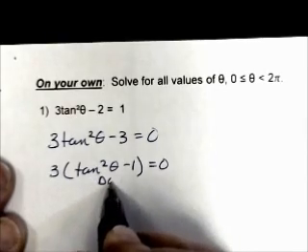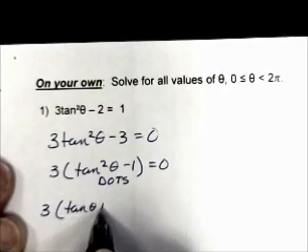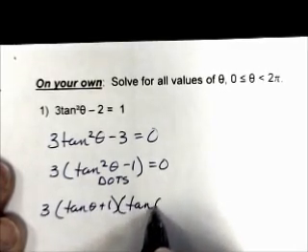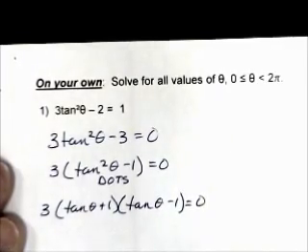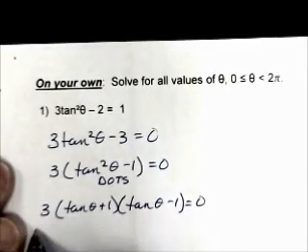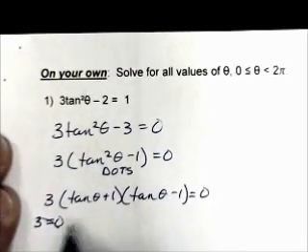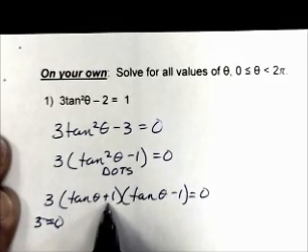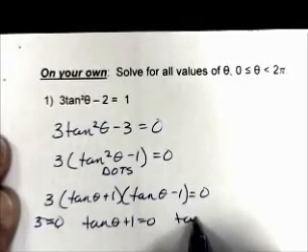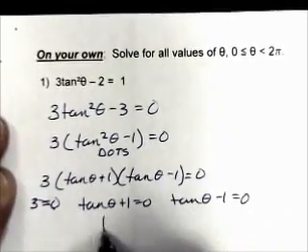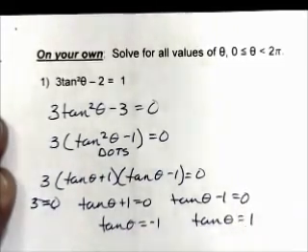Factoring, this is the difference of 2 perfect squares. So we have 3 and then tan theta plus 1 times tan theta minus 1 equals 0. We set each equal to 0. 3 equals 0 just isn't a true statement, so just cross that off. Tan theta plus 1 equals 0, and tan theta minus 1 equals 0. So we have tangent theta equals negative 1 and tangent theta equals positive 1.